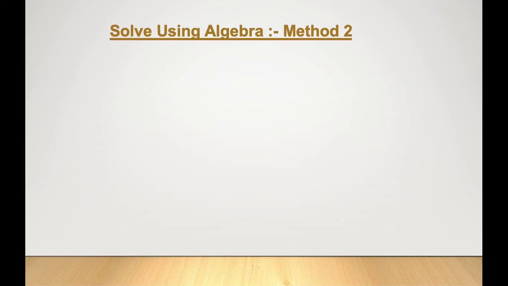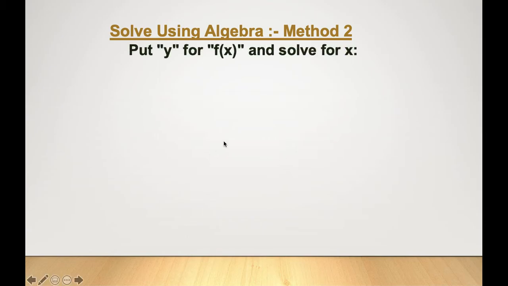Now we will find the inverse function by using the algebra method. We'll solve using the algebra method. That's the second method. I previously gave you a gist of it in the previous slide. What you do is replace f of x with the variable y, and solve for x. That's the gist. I will illustrate it to you.